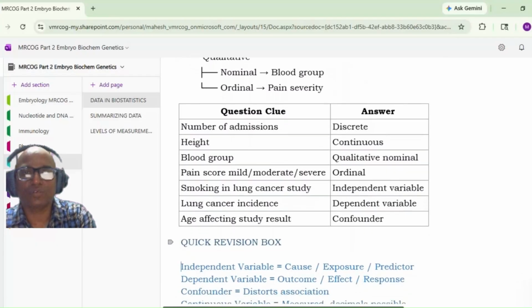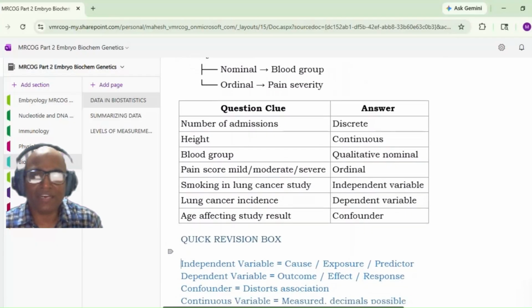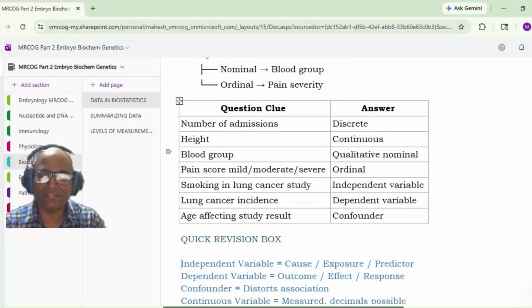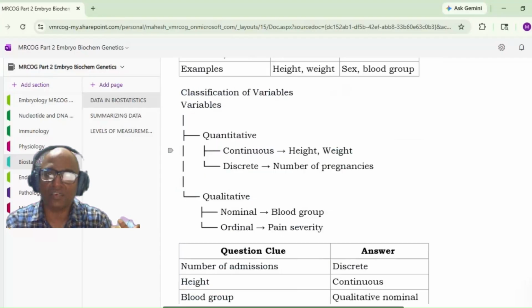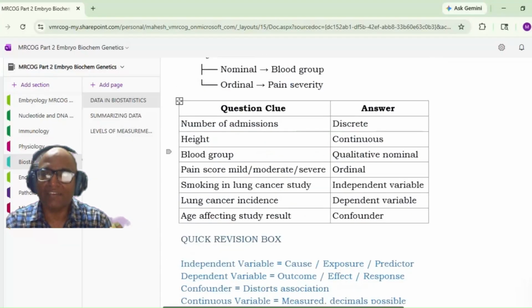So here the number of admissions will be a discrete type of variable. Then height is a continuous variable. Blood group is a qualitative nominal variable. So we have seen two types of classification. Then pain score, mild, moderate, severe will become ordinal.